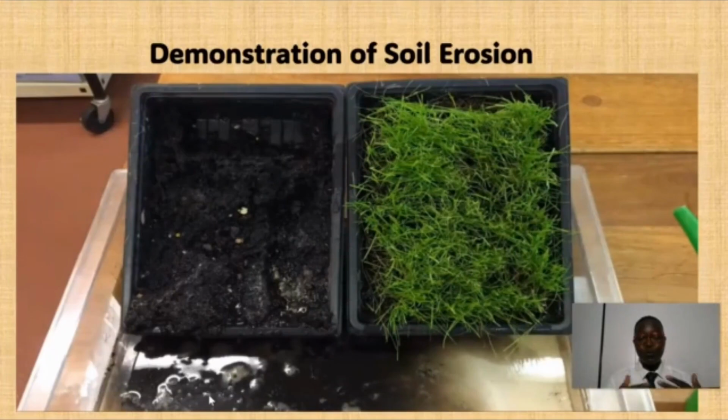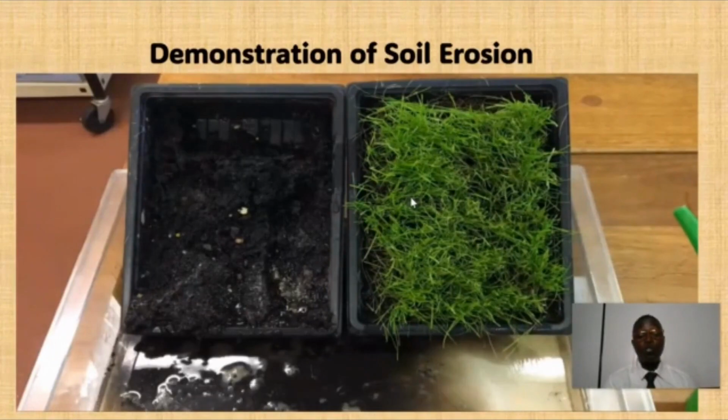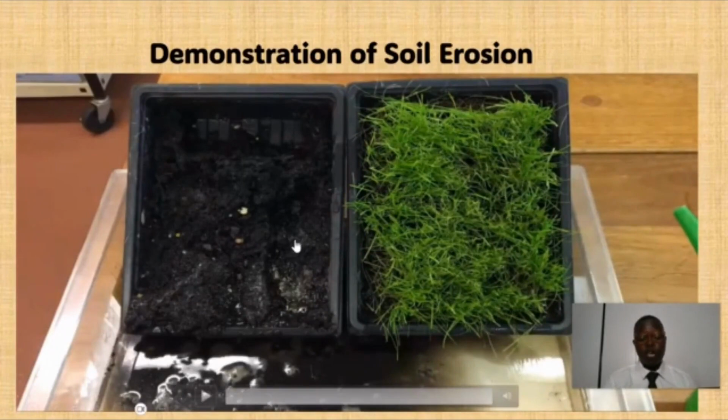Are you able to notice the difference? Look at setup A. A lot of soil particles are washed away, while in setup B, only small soil particles are washed away. Don't you think vegetation has a role in controlling soil erosion? Yes, because they usually provide ground cover, holding the soil particles together and therefore controlling the rate of erosion.